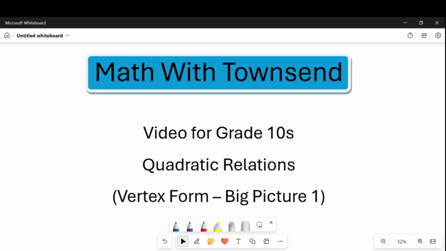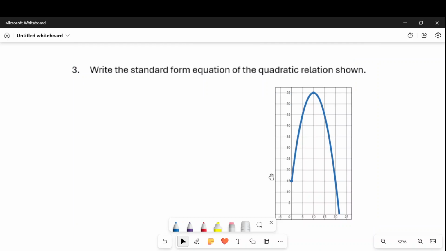Hi, this is a video for grade 10s and we're looking at quadratic relations in vertex form and other forms. Here's the question we're doing. Write the standard form equation of the quadratic relations shown below.